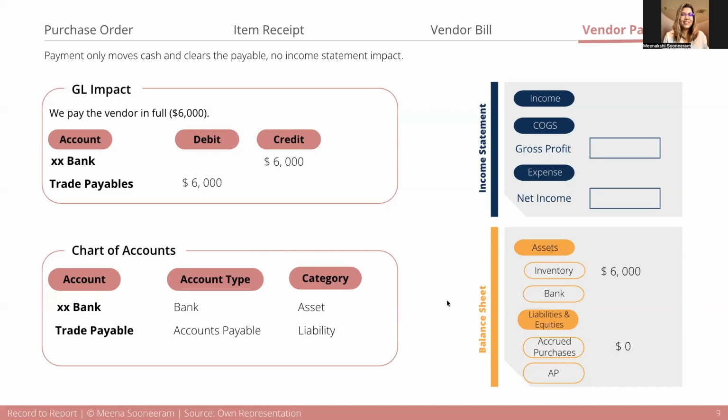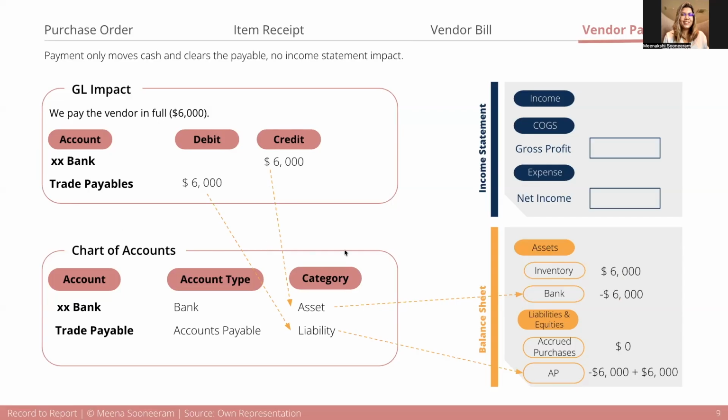If we look at our balance sheet, we have 6,000 worth of inventory. Accrued purchases got netted out during the vendor bill creation. Right now, we are crediting our bank account by 6,000 and we are netting out our AP as well.